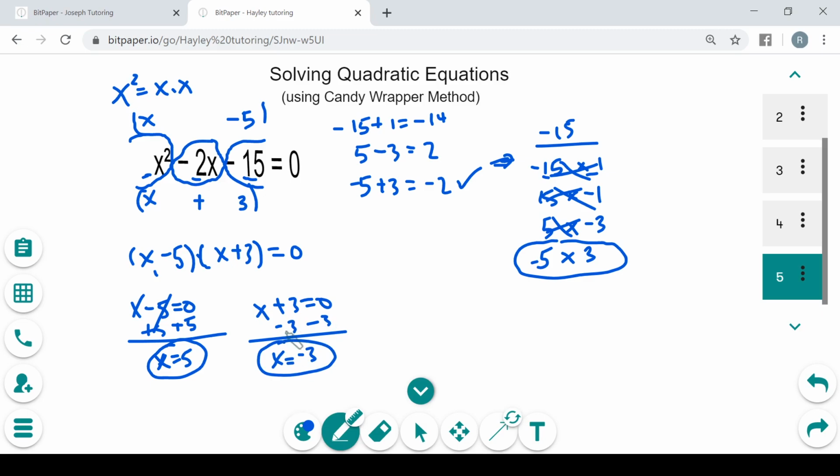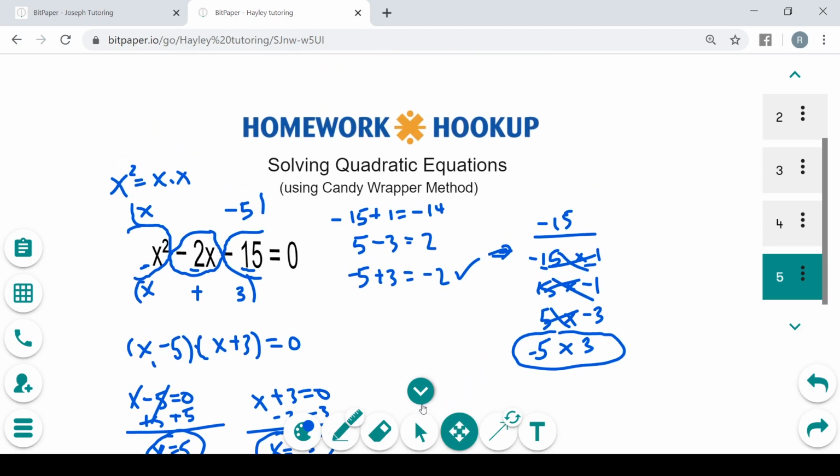So the candy wrapper method is very helpful. There are instances where it won't work, and you'll see very quickly that it won't. In that case, you would just default to the quadratic formula, which will solve any of these quadratic equations. But anyway, that was just another example of how easy this method is. Hopefully you liked it. I did another video on the candy wrapper method, so if you need more practice, definitely check that out. That is it for this video.